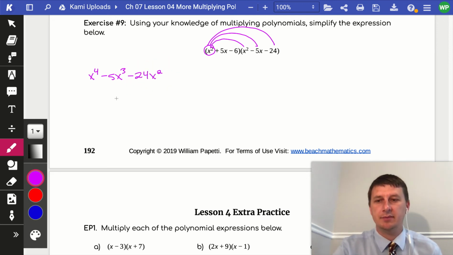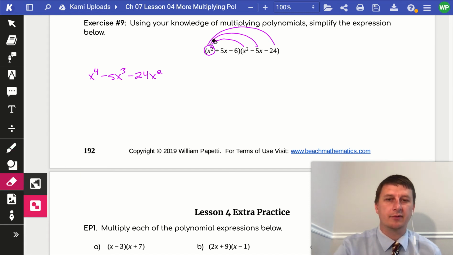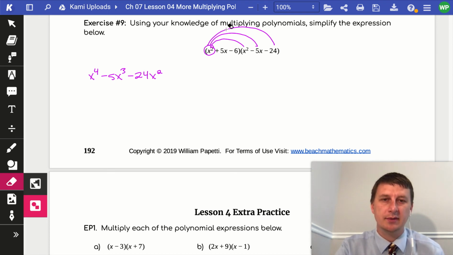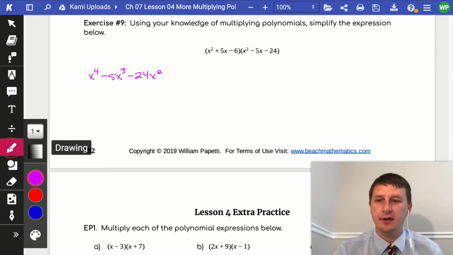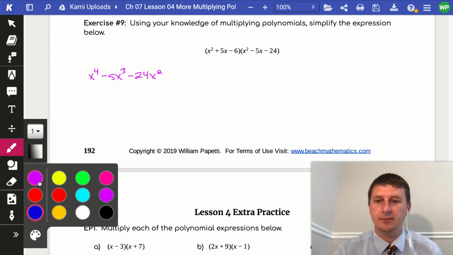Now, if you're using pencil, I suggest that we now could erase this because we have now multiplied our first term by everything in our second set of parentheses. So I'm going to go ahead and erase this. And now I'm going to go to my second term.